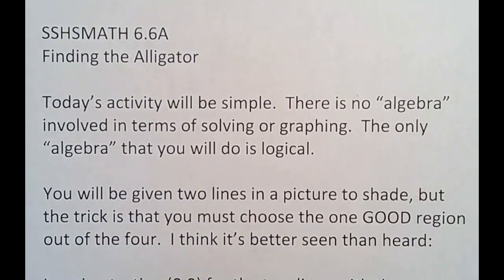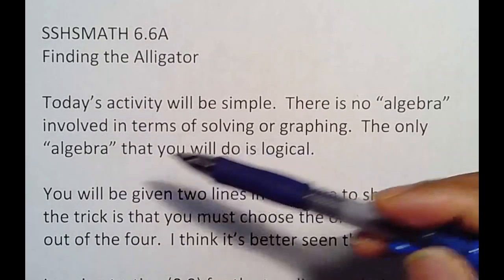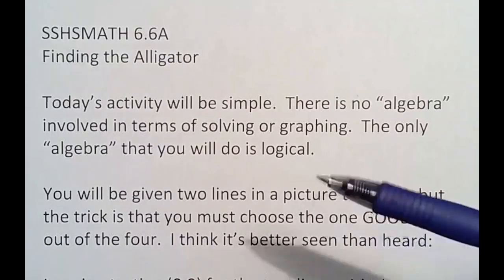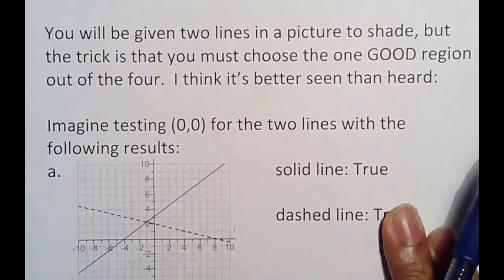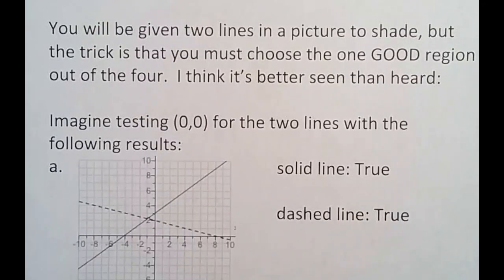Alright, 6.6 is an activity I call finding the alligator. It's really just graphing linear systems or linear systems of inequalities. Today is simple. There is no algebra involved in terms of solving a graph, and the only algebra you do is logical. Pretty much anytime you think your way through a problem, you're actually doing algebra because you're connecting point A to point B, thinking ahead, adjusting, all that good stuff. So again, you do have to do algebra, but it's not the type of algebra you're used to.